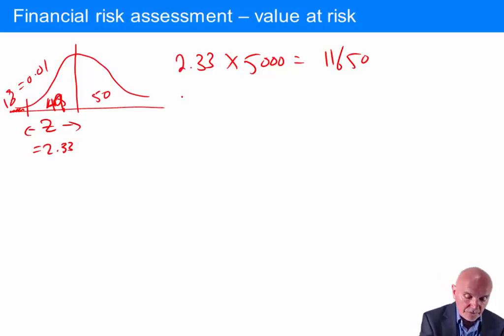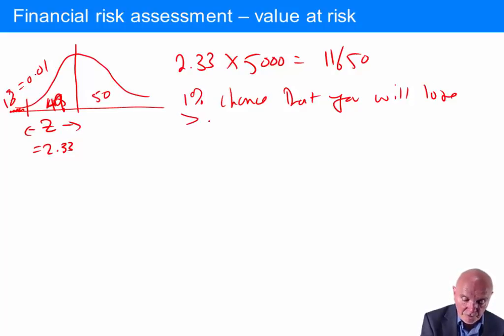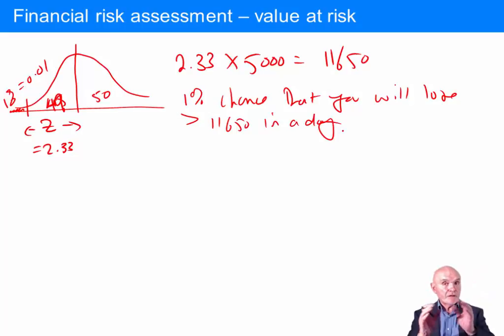So what this means, there's only a 1% chance that you lose more than 11,650 in a day, assuming the standard deviation, of course, is for the variations within a day. So this 1%, this 5% are called confidence levels, how sure you are, how certain you are that you won't lose any more than the value at risk. And this 11,650 is the value at risk really to the 99% level of certainty.